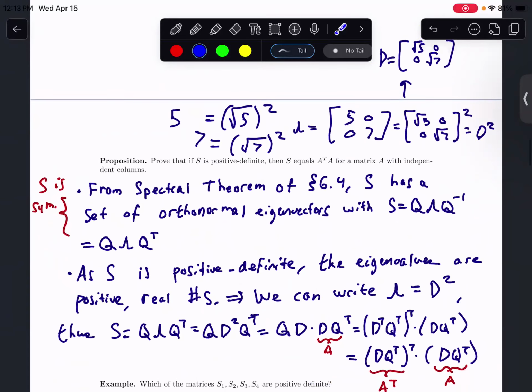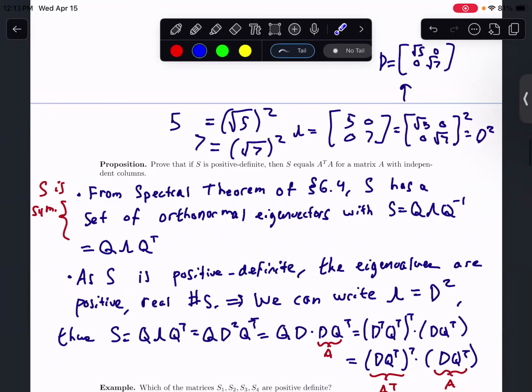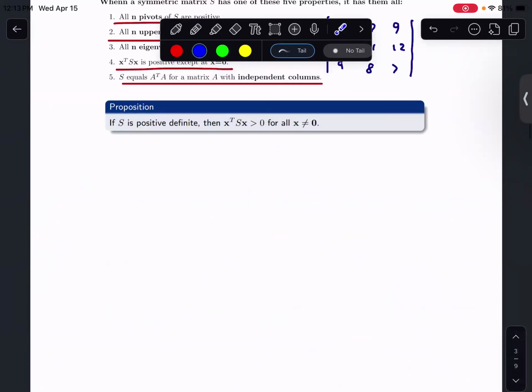Okay, so we're going to go back up and make use of this proposition to prove the next proposition, or I guess the proposition on the previous page.